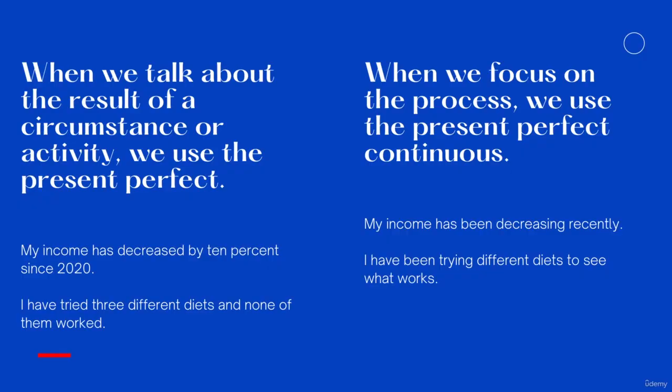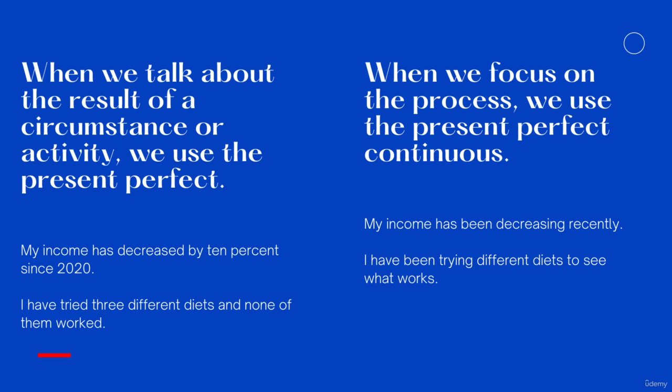When we talk about the result of a circumstance or activity, we use the present perfect. For example, my income has decreased by 10% since 2020. I have tried 3 different diets and none of them worked. However, when we focus on the process, we use the present perfect continuous. My income has been decreasing recently. I have been trying different diets to see what works.